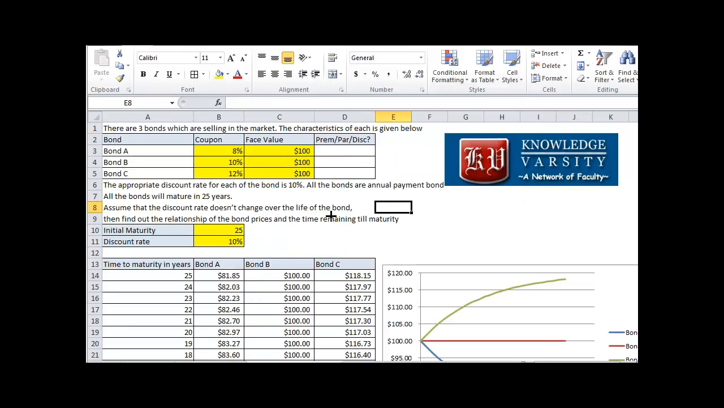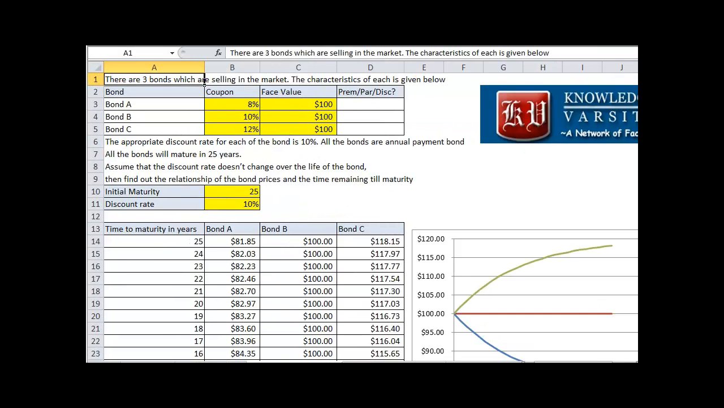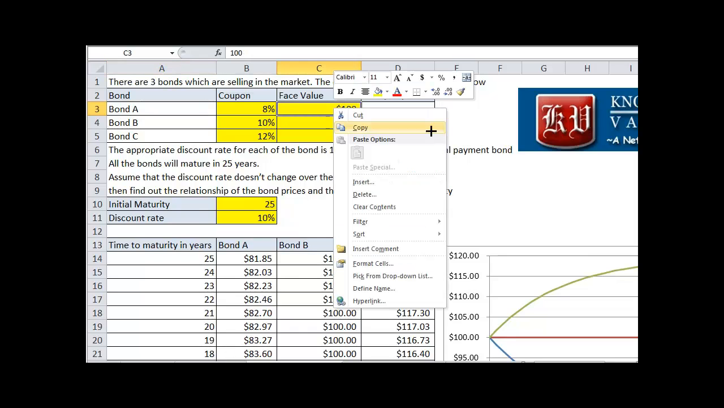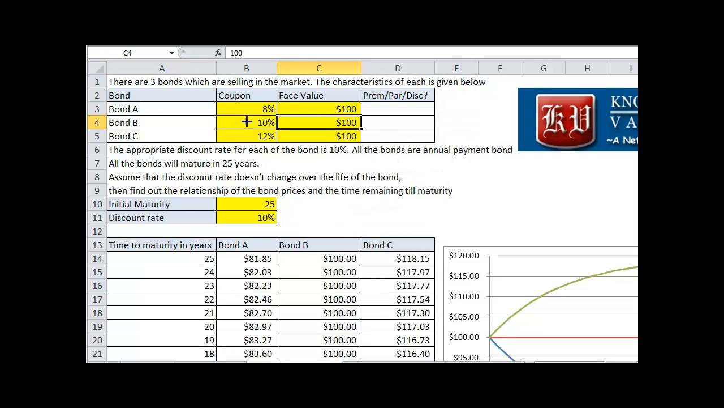Suppose you have three bonds, and the characteristics of these three bonds are given. Bond A is giving you a coupon of 8% and face value of 100, bond B is giving you a coupon of 10 and face value of 100, and bond C a coupon of 12 and face value of 100.